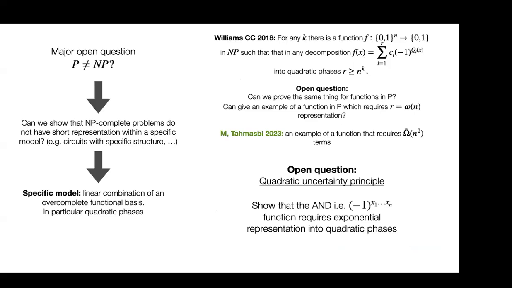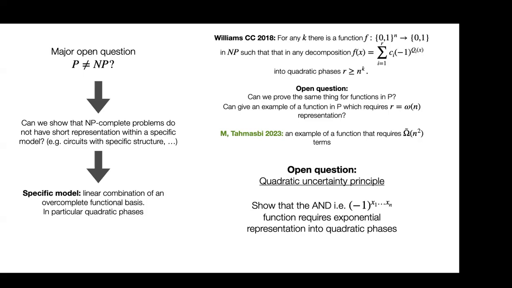Okay, so let me just tell you briefly why this might be of interest to the theoretical computer science community. Of course, we know about the P versus NP question. So the question is, can we show that NP complete? Of course, this is a large, long-standing open question, and we are not attempting to even get close to it. But we can ask other questions, such as, can we show that NP complete problems do not have short representations within specific models? So the model that is relevant to this work is linear combination of an overcomplete functional basis.